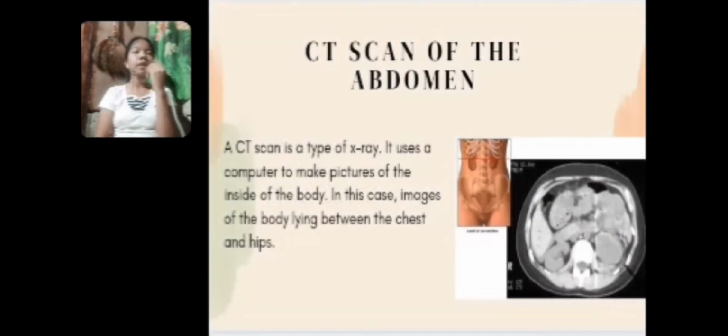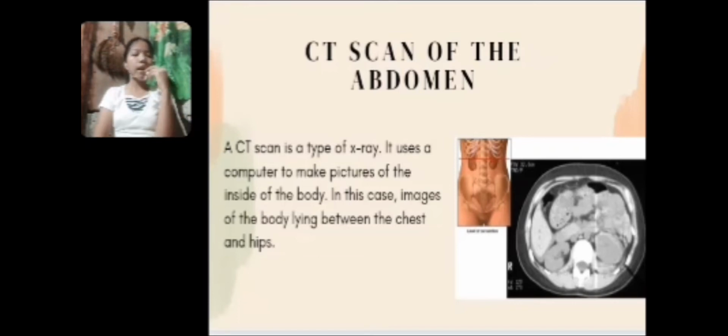Next is the CT scan of the abdomen, or computerized tomography. So, a CT scan or computerized tomography is a type of X-ray. It uses a computer to make pictures of the inside of the body, and in this case, images of the body lying between the chest and hips. So as you can see in the pictures, there is a CT scan of the hips and the chest of a person.